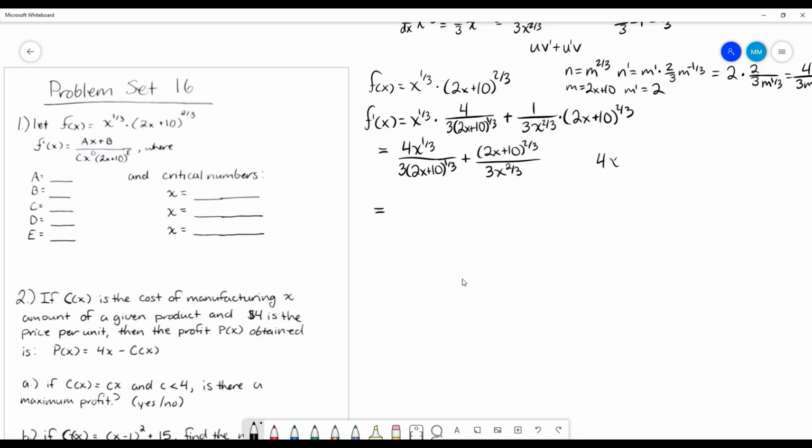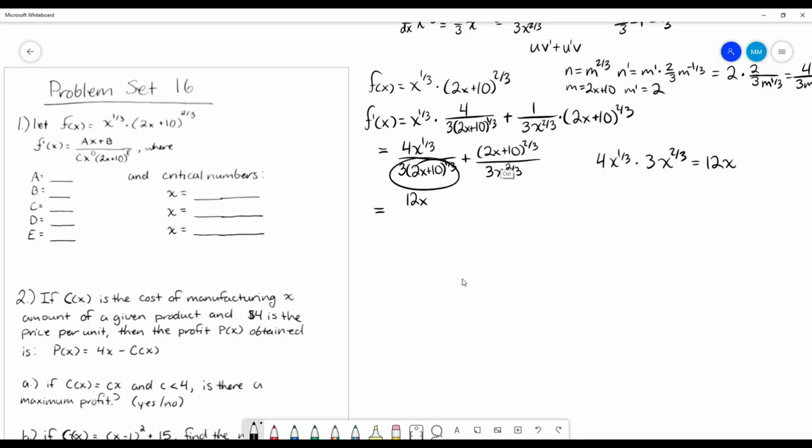So it's going to be 4x to the 1/3 times 3x to the 2/3. Well, our coefficients just multiply together, so it's going to be 12. And then when we multiply two things with the same base, we just add the exponents. So it's going to be 1/3 plus 2/3, x to the 3/3, or just x to the power of 1, right? Or just x. So that turns into a 12x up there. So I'm going to write 12x.